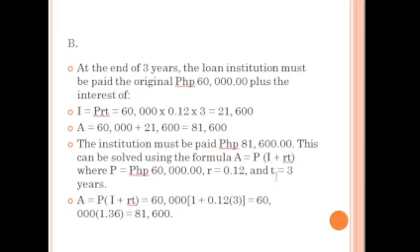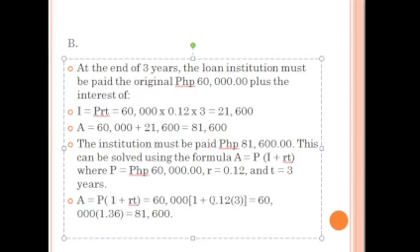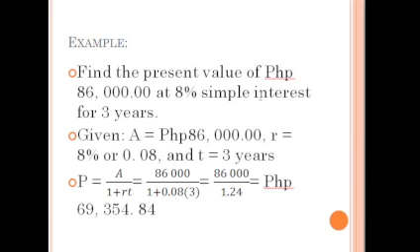And this can be solved using the formula A is equal to P times 1 plus RT, where P is 60,000, R is 0.12, and T is 3 years. So we have P, the principal is 60,000, and then 1 plus the R is 0.12 times 3 is equal to 60,000 times 1.36, and that is 81,600. So that's the maturity value.